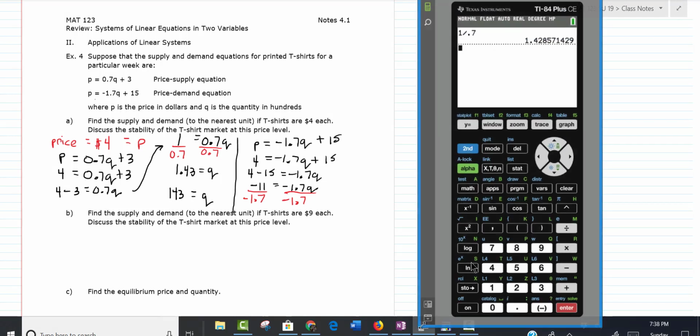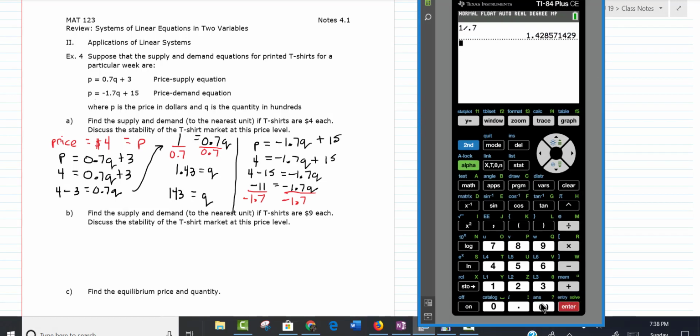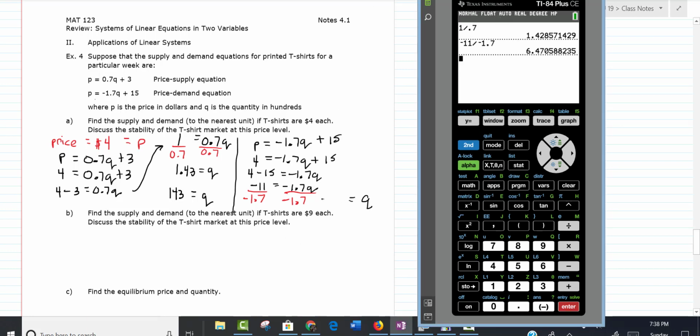And take the calculator, and again, this will be in hundreds. So I can just take negative 11 divided by negative 1.7. The two negatives are going to divide to make a positive. And we'll round that to 6.47. So we get Q is 6.47.